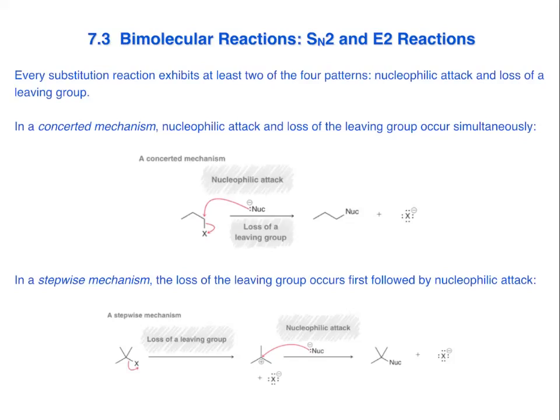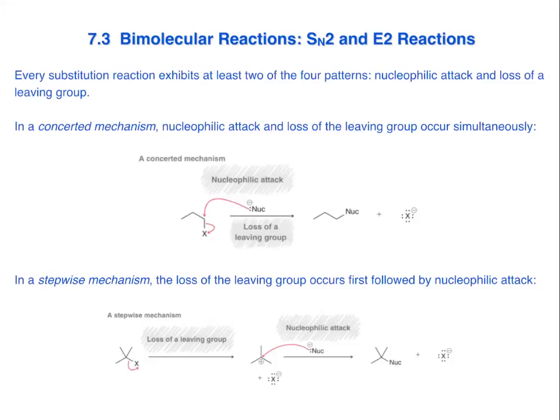be nucleophilic attack and loss of a leaving group. Now, the order in which these steps occur depends on the specific type of substitution mechanism. And we'll use two terms to describe these types of mechanisms.